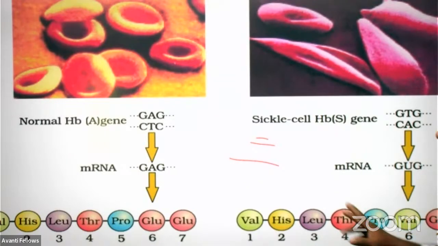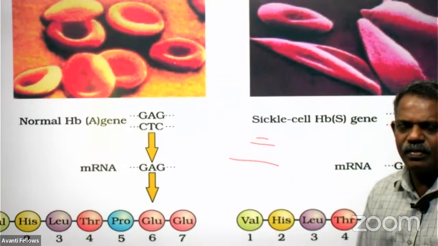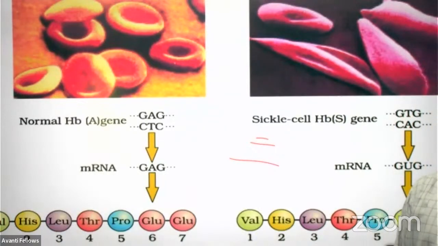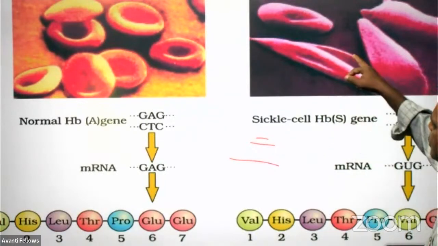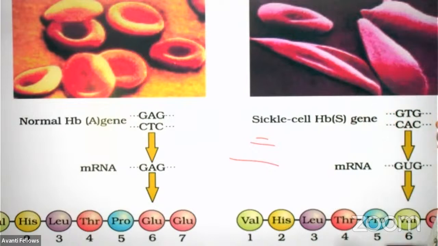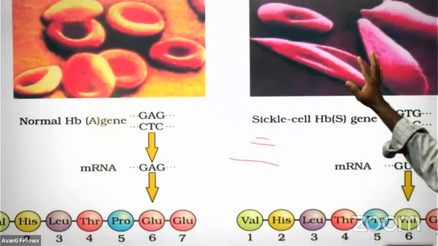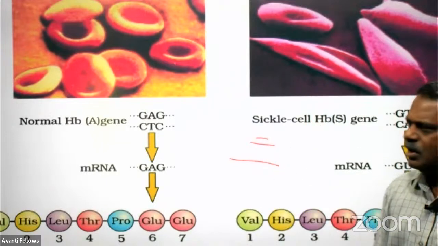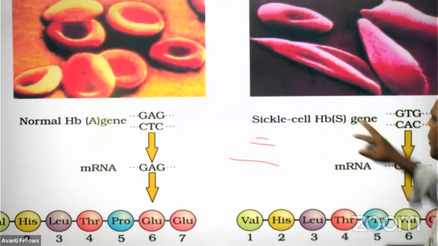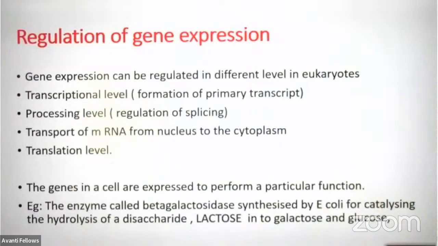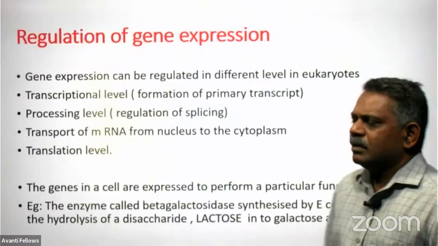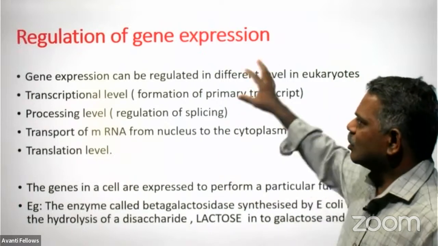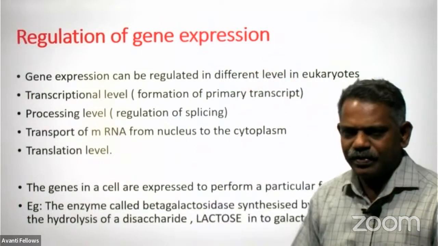What will happen if the sequence is changed? It will not be able to perform its function well in the body of the individual. That is why such a defect comes in the hemoglobin, and it is not able to carry enough oxygen to the cells. And this problem we call sickle cell anemia. Then come to another important topic, that is regulation of gene expression.